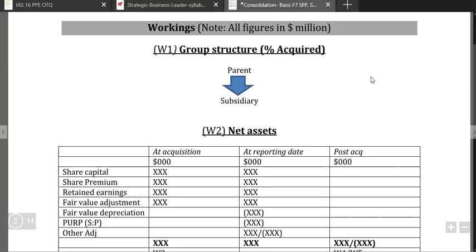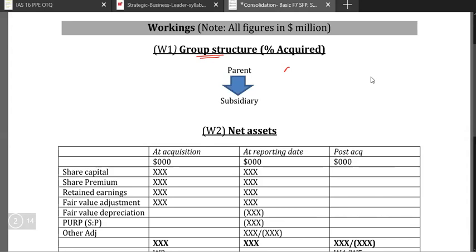All right, so now we will be dealing with the workings. The first working is working number one, the group structure, that is, how much percentage is acquired by the parent in the subsidiary. The best case will be that it is given to you in the exam. The other case will be that you have to calculate it. So if you need to calculate it, how can you calculate it?